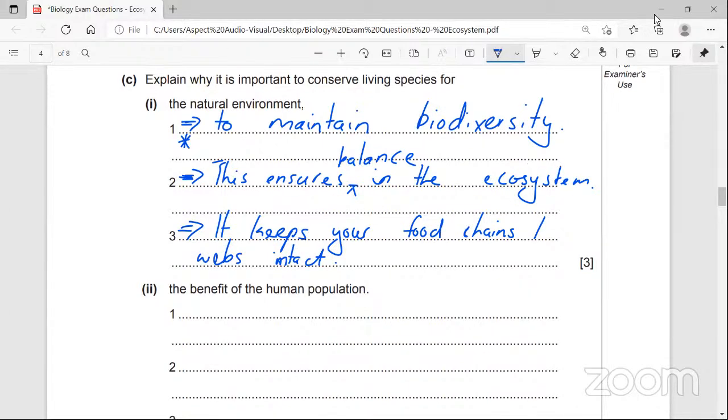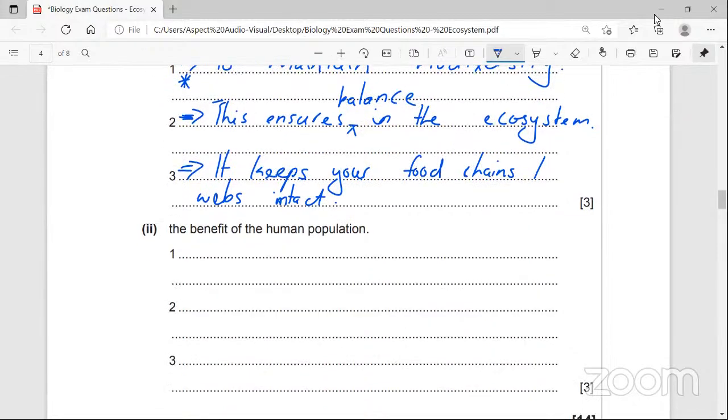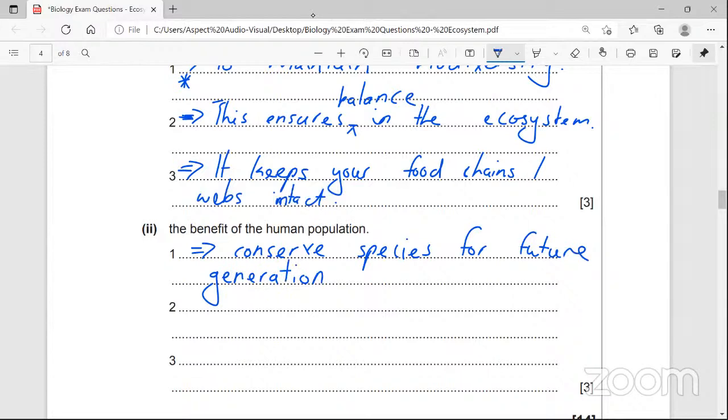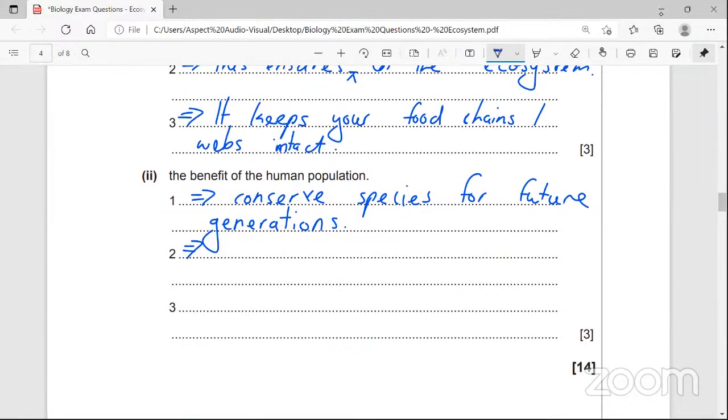Right. How about the benefit to the human population? That point that JJ mentioned is very important: conserve species for future generations. Are we together? What else? These are 3 marks. What else can we mention, guys?